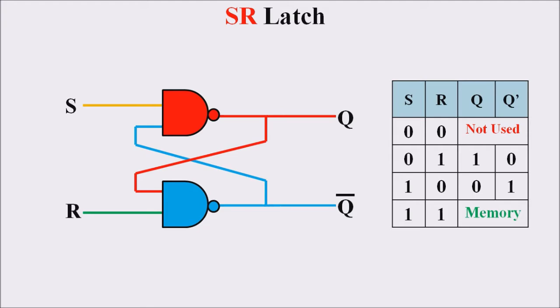The truth table of the SR latch using NAND gates is as follows: S equal to 0, R equal to 0 results in an invalid condition, thus this is not used in the NAND gate concept. S equal to 0, R equal to 1 results in an output of 1. S equal to 1, R equal to 0 results in an output of 0. S equal to 1, R equal to 1 is known as the memory condition, that is, it preserves the previous value.